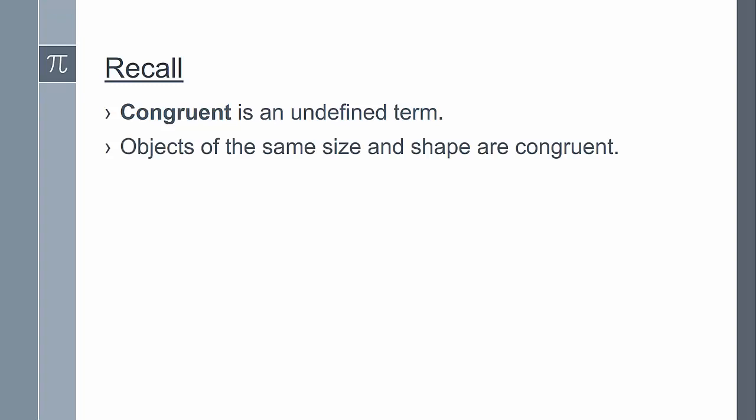So recall that our last undefined term is the word congruent. We've already talked about point and line and between, and now we're going to talk about congruent. We use the word congruent to describe objects that have the same size and shape. And really we have two ways to use congruent. So far we have congruent line segments and we have congruent angles. In a moment we'll talk about a third use of the word congruent, congruent triangles.